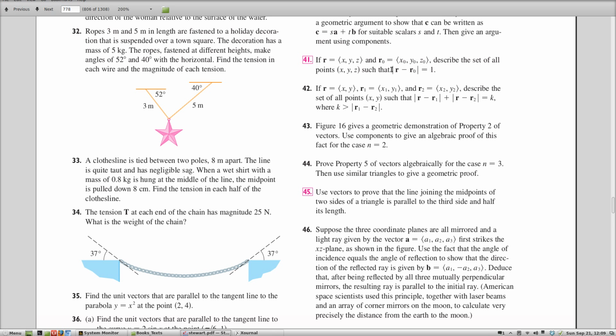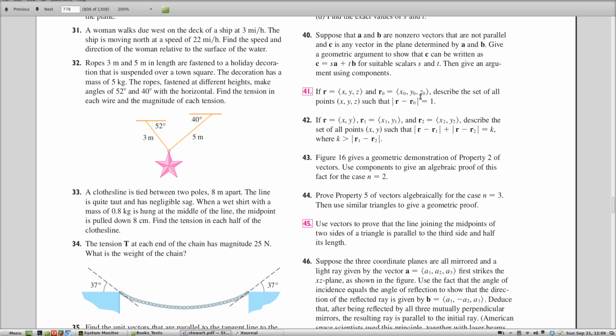How about this? So number 41 is a good question. This is describing a sphere of radius 1 centered at this point. And I guess that's the answer. Can you see why that's true? The book uses this notation a lot. r is varying over all points, and r0 is fixed. And so what happens is this is describing all the varying points r that are distance 1 from a fixed point, r0. And what does that do? That creates a sphere in three-dimensional space.